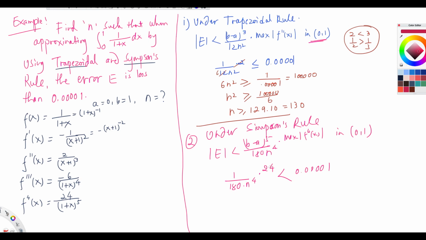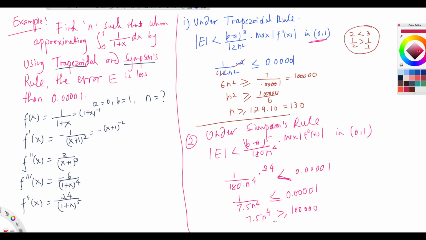Okay, so how much is the 180 here? So 24, and 180 divided by 24. Let me use the calculator. 180 divided by 24 is 7.5. So you write 1 over 7.5 n to the 4th is less than or equal to, since the error is less than that, 0.00001. If you write the reciprocal, you get 7.5 n to the 4th is greater than or equal to 100,000.